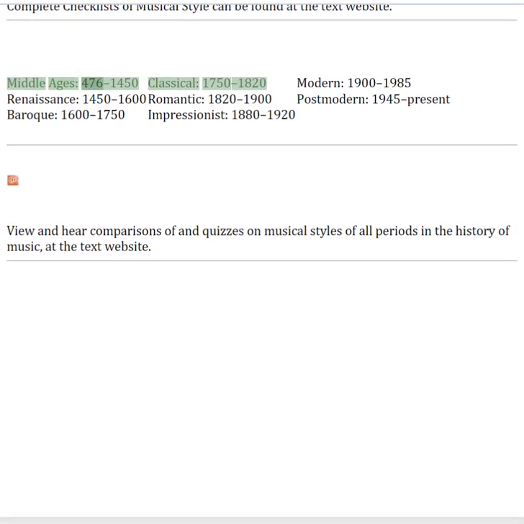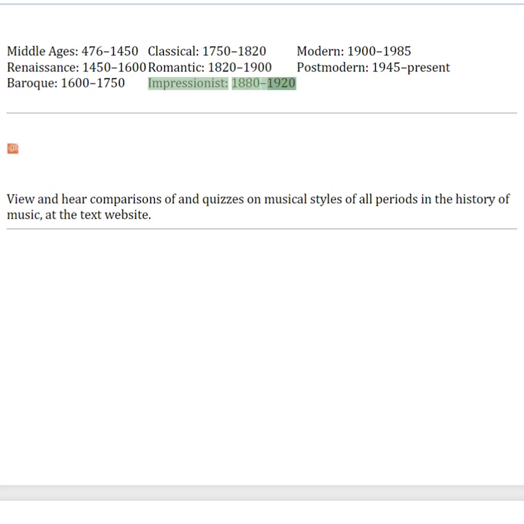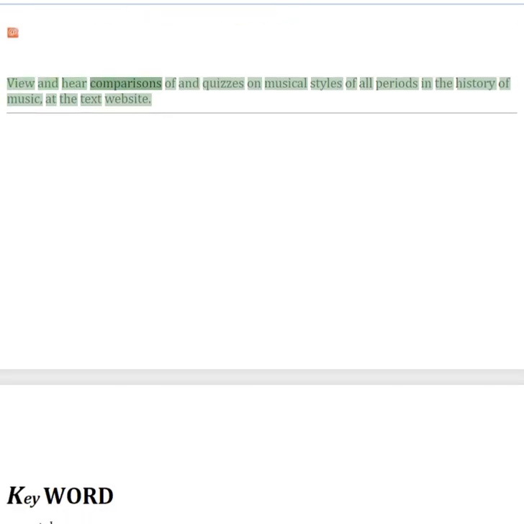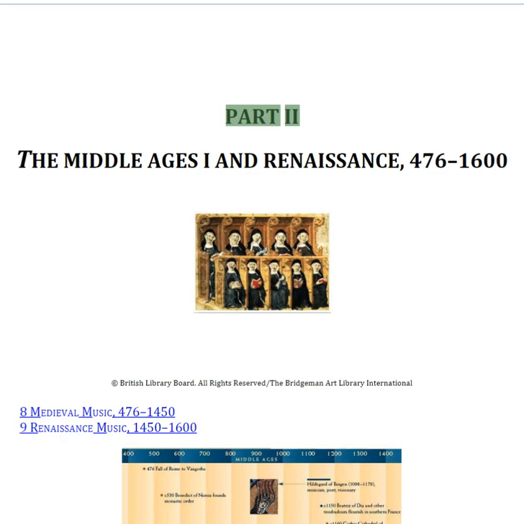Middle Ages, 476 to 1450. Classical, 1750 to 1820. Modern, 1900 to 1985. Renaissance, 1450 to 1600. Romantic, 1820 to 1900. Postmodern, 1945 to present. Baroque, 1600 to 1750. Impressionist, 1880 to 1920. View and hear comparisons of and quizzes on musical styles of all periods in the history of music at the text website. Key word: style.